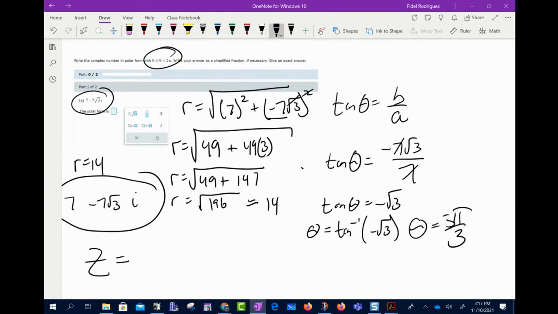We're going to say z equals r, which is 14, and then I'm going to write cosine of 5 pi over 3 plus i sine 5 pi over 3, right?